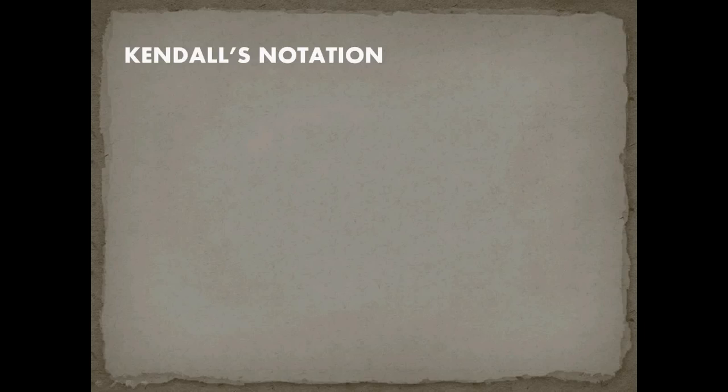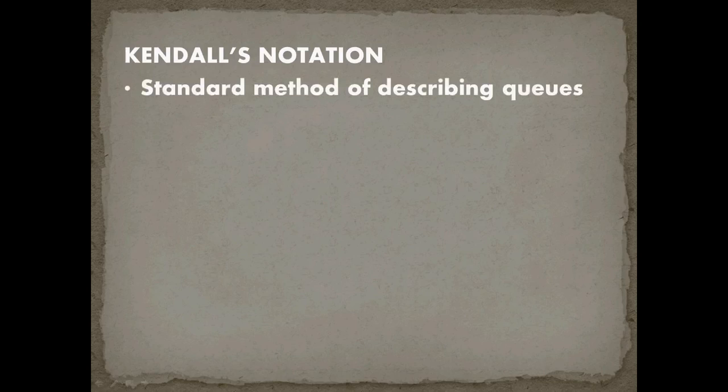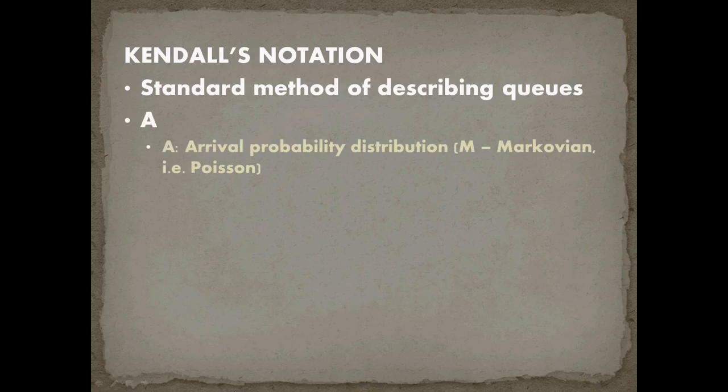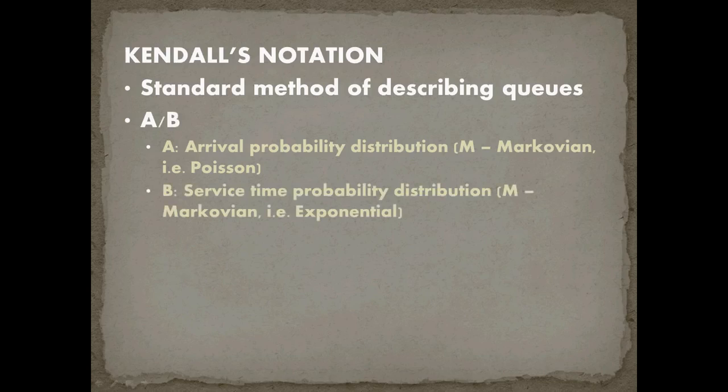Kendall's notation is the common way by which analytic queues are described. So it's good to understand exactly what these numbers are going to mean. The first element of Kendall's notation is A, and what A tells us is what the probability distribution is for our model. If it's a Poisson distribution, which is the most common, it's M because it's in the Markovian family. The second element, B, is the service time distribution.